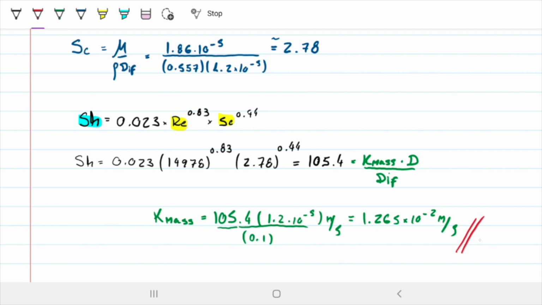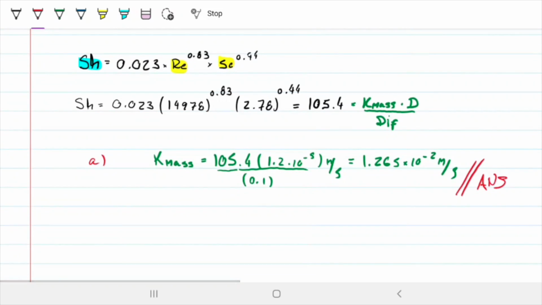Now that we have K, that is the answer for part 1. So let's put down, highlight, its answer as part A. Now part B was asking us what J is. If we want to know what J is, all we need to do is find the delta C, the concentration gradient, the driving force for this to happen. So let's jump into part B now.